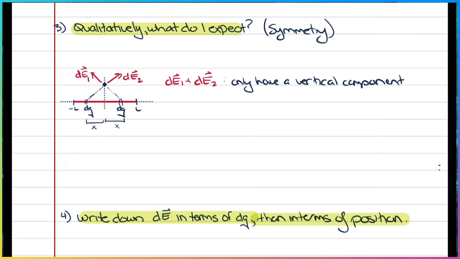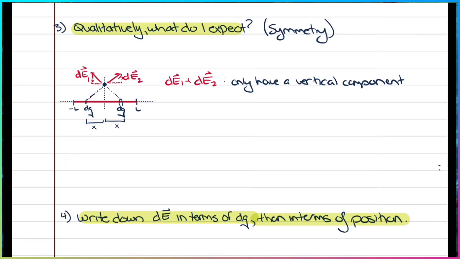And you can kind of see that just by looking at the drawing. I expect that there are x components, or if I were to break it up, this vector has an x component here and a y component, and then this vector has a y component and an x component. And it looks like the x components will cancel, the y components will add together. But that's only for those two particular dq's. Do I expect that to happen in general?